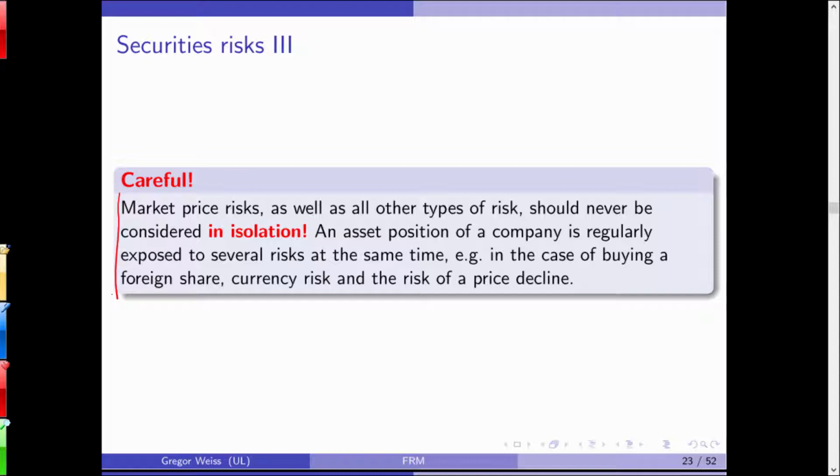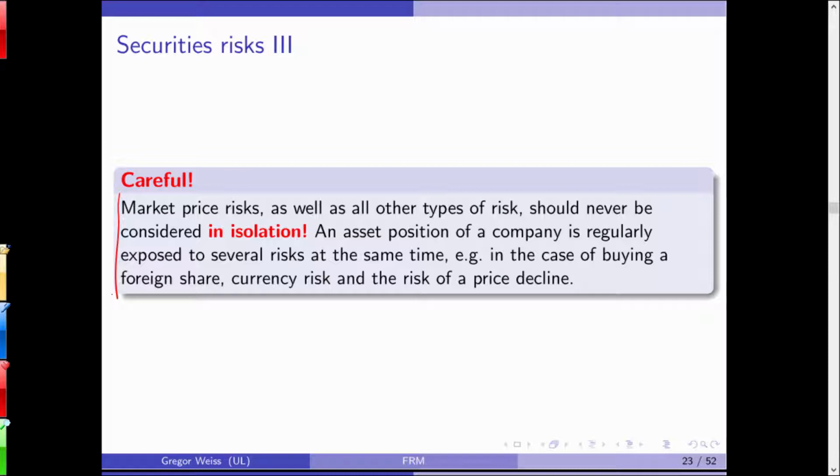So be careful. Market price risks should never be looked at in isolation. You should always look at all the different risk factors in play here. So for a corporate bond, you have interest rate risk, you might have currency risk, you have credit risk, and they all play together and form these changes in market prices. Especially this is true with commodities. If you do a trade on commodities, even a derivative trade, it might be that you have counterparty risk.